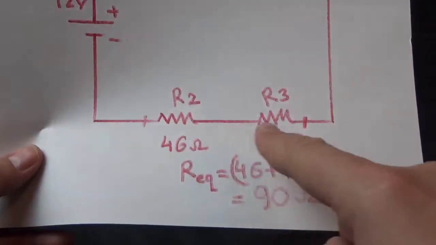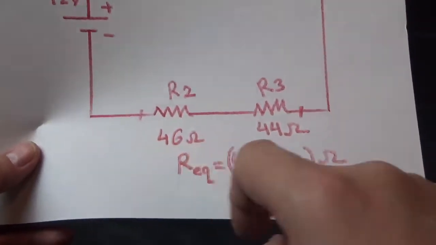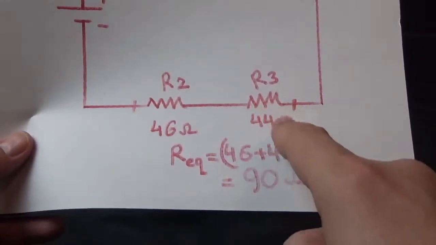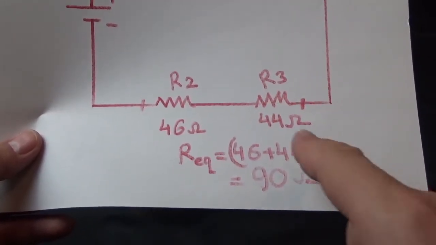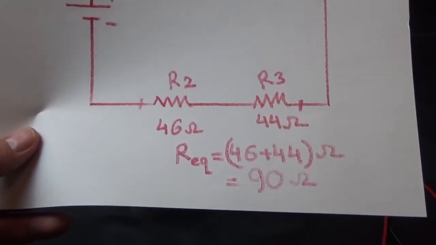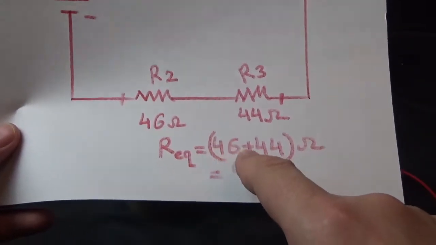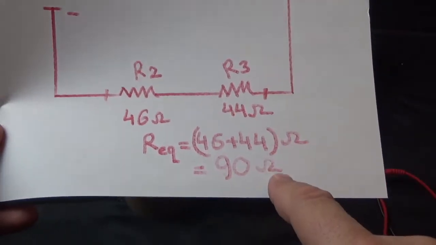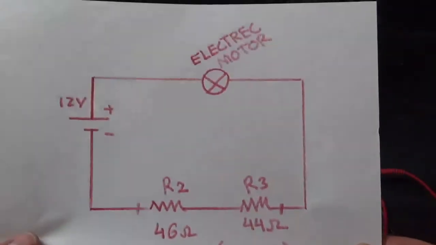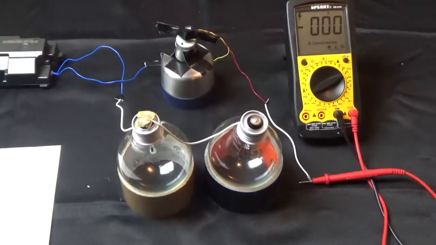Here we have two resistors. Resistance number 2 is 46 ohms, which we measured, and the other one is 44 ohms, which we measured as well in part number 1. So the equivalent resistance is 46 plus 44 ohms, which is equal to 90 ohms. This is the circuit that we are working on right now.